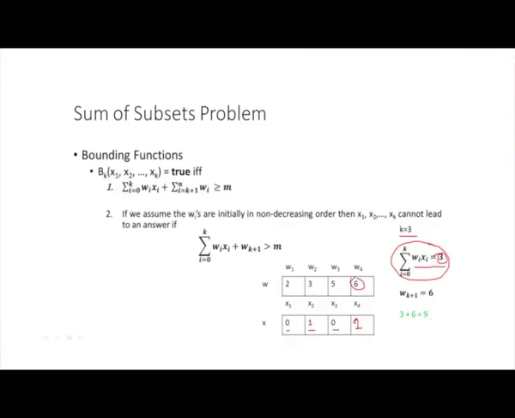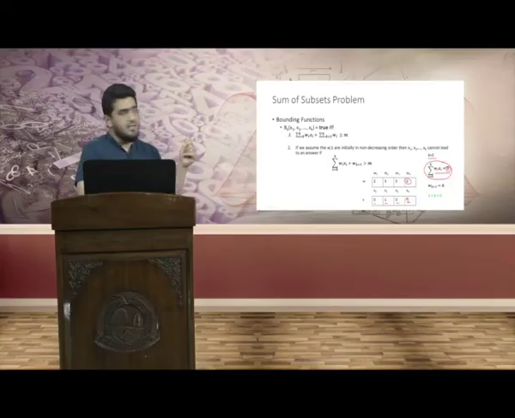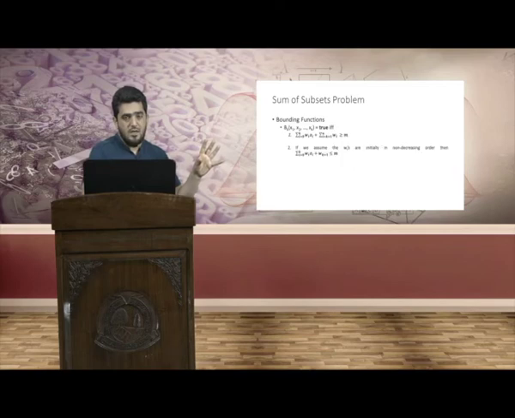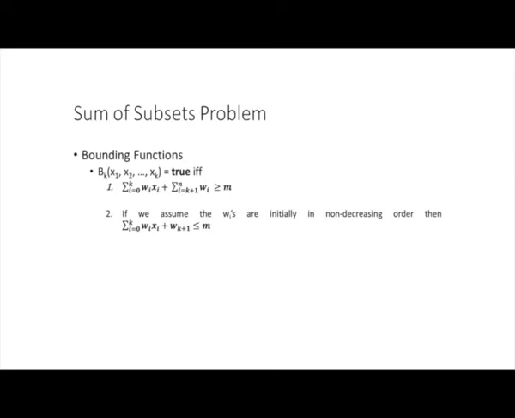In this case, obviously we have already found the solution because the sum of 3 and 6 is equal to 9. This is a small example, you can work it out on a larger example. From this second case we can formulate a condition as shown on the screen. Our bounding functions are: if the sum of the weights so far plus the sum of all the remaining weights is greater than or equal to m, then it is possible that we might find a solution.